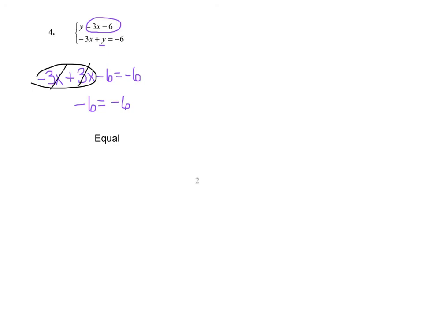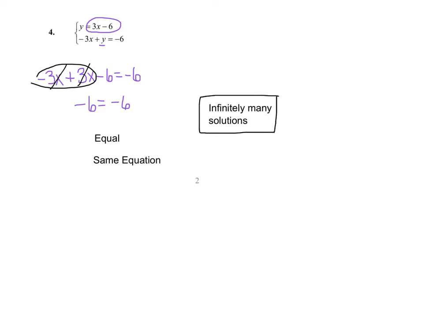Whenever they're equal to each other, this is essentially the same equation, just written out two different ways. So whenever they're equal in the same equation, your answer is infinitely many solutions. That means whatever you put in for x and y, no matter what number it is, it'll always be equal to each other.